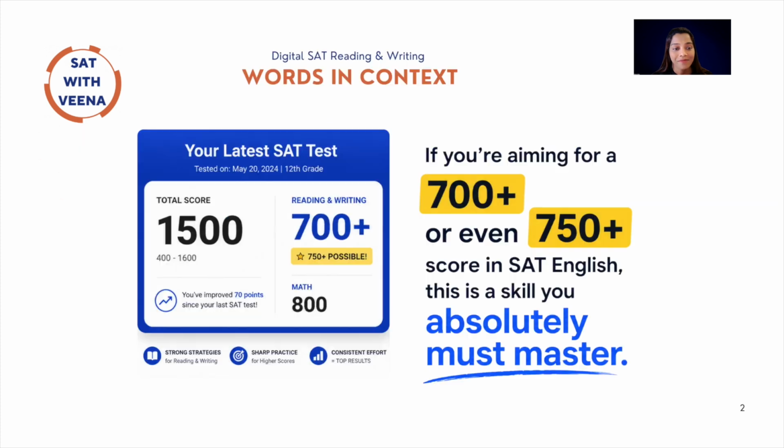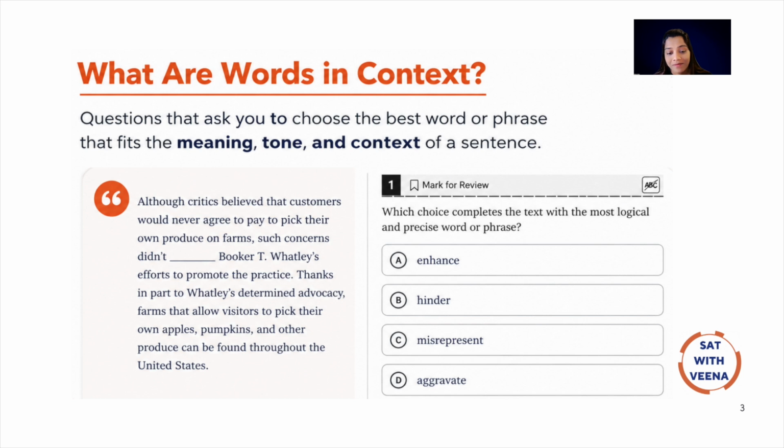Let's get started. If you're aiming for a 700 plus or even 750 plus score in SAT English, this is a skill you absolutely must master. First, let's understand what this question type actually is.